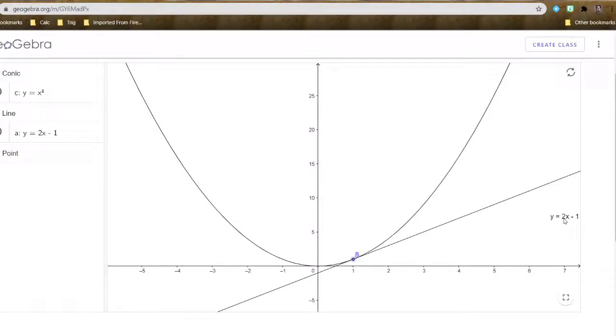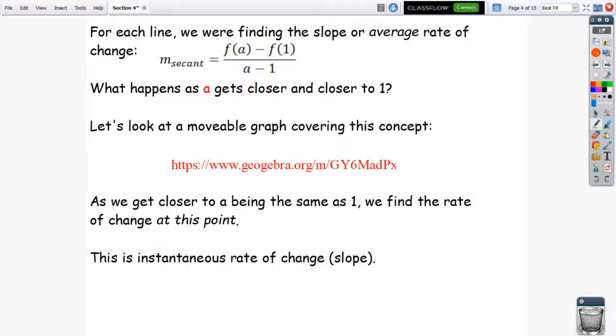The thing that kind of stinks about this is, honestly, it wasn't too difficult to set up, but it was kind of a pain to draw these points and get this point exactly at (1, 1). And if I had to do this for every single function where I wanted to find an instantaneous rate of change, that would be what we call annoying. So there has to be a different way to do this.